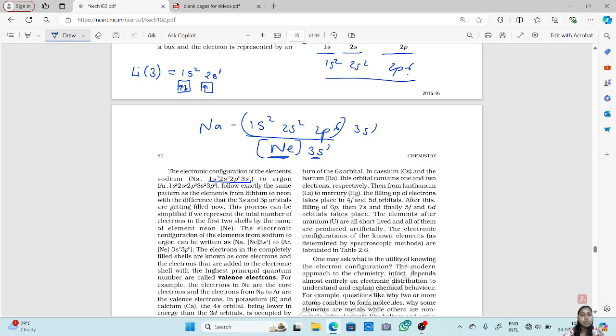So this will reduce the big lengthy electronic configuration. So sodium's configuration you can write as Ne 3s1. From sodium till argon you can use Ne because here you will be filling all the 3s and 3p orbitals. So this will remain the same for all the elements starting from sodium till argon. So from sodium to argon, you can use Ne in front of their electronic configurations.